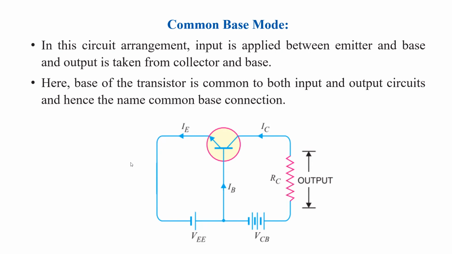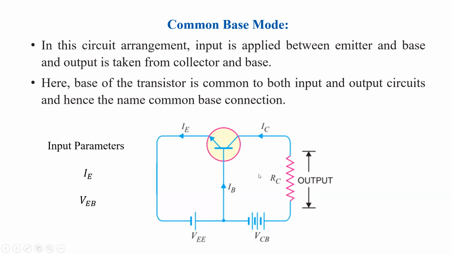Now let us take what the input parameters and output parameters are in this circuit. If you look at the input circuit here, the current flowing through it is the emitter current IE. So IE is called the input current. The input voltage is the voltage between emitter and base, because input is given across the emitter and base terminals. That is why the input voltage is VEB, where VEB stands for emitter base. It is the voltage between emitter and base.